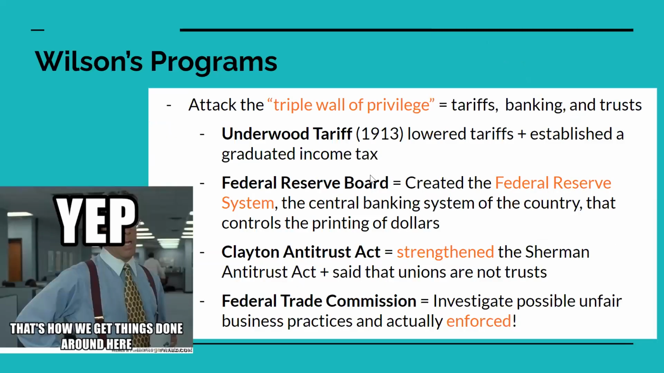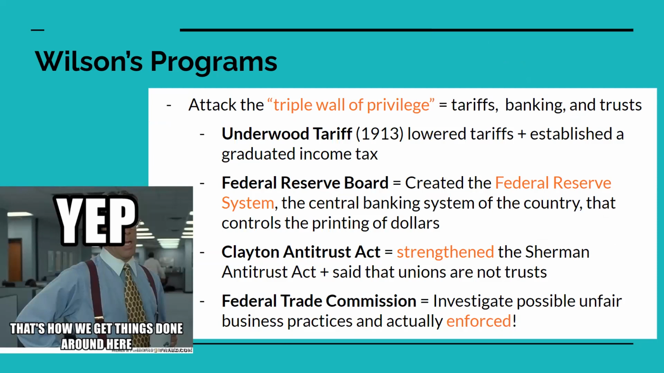And when he comes in, he does try to attack what he calls the triple wall of privilege: tariffs, banks, and trusts. I don't really care about the Underwood tariff as much, but the Federal Reserve Board creates the Federal Reserve System, which is our whole centralized banking system in the United States, which would make Hamilton so proud, but it controls all the currency.